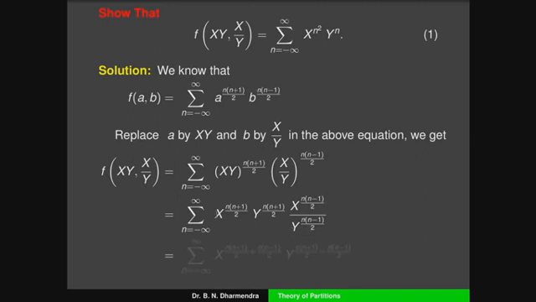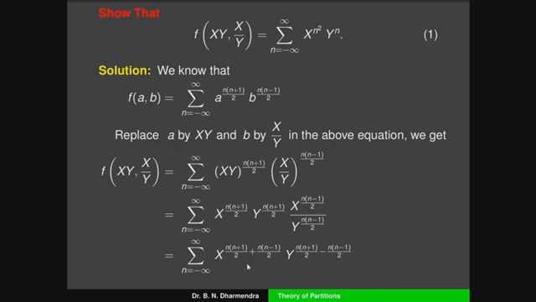We can collect the terms of base x, and add their powers. The y term in the denominator goes to the numerator, so its power should be minus. Therefore, it can be written as the summation n from minus infinity to plus infinity of x to the power n(n+1)/2 plus n(n-1)/2, into y to the power n(n+1)/2 minus n(n-1)/2.